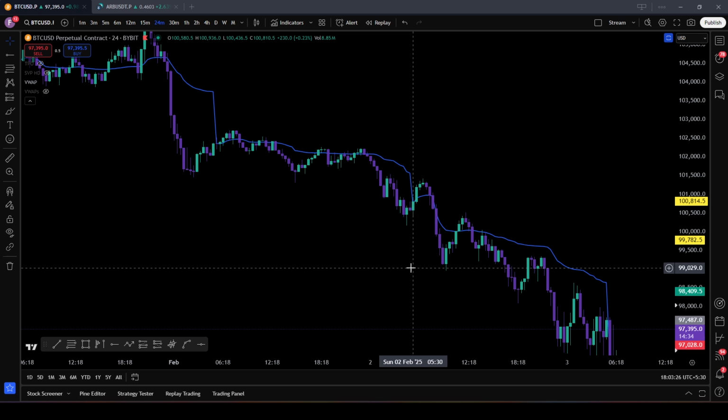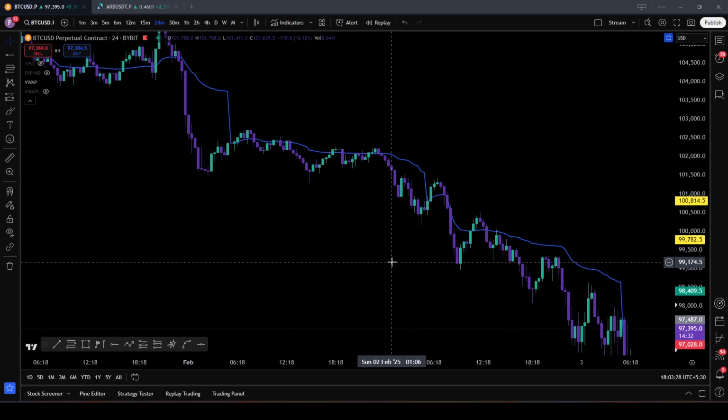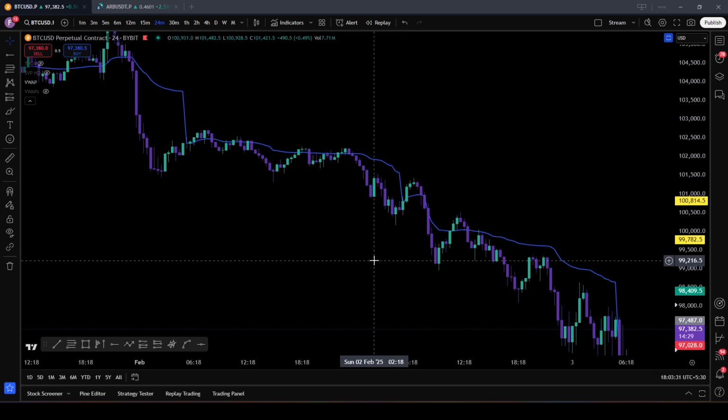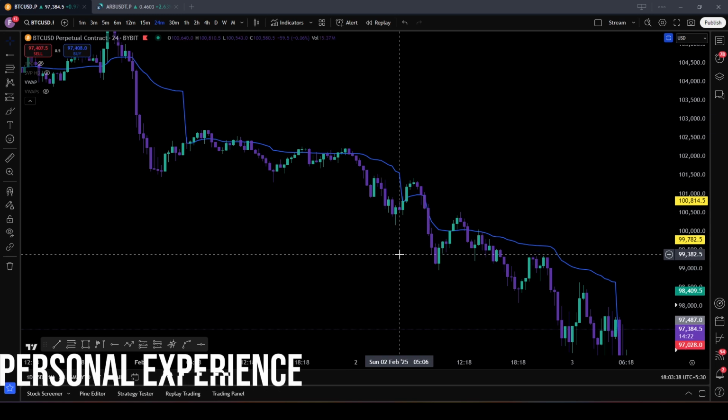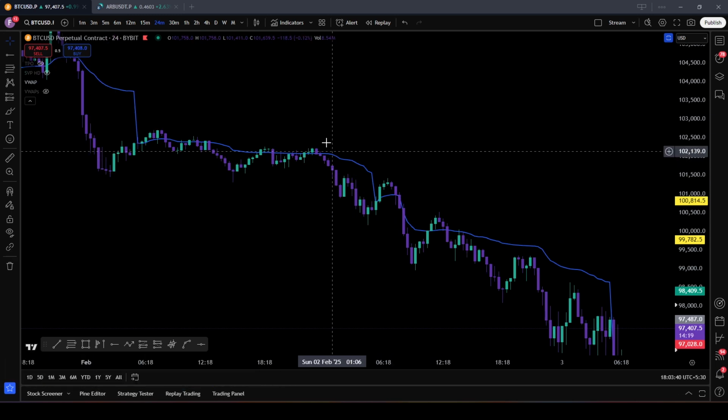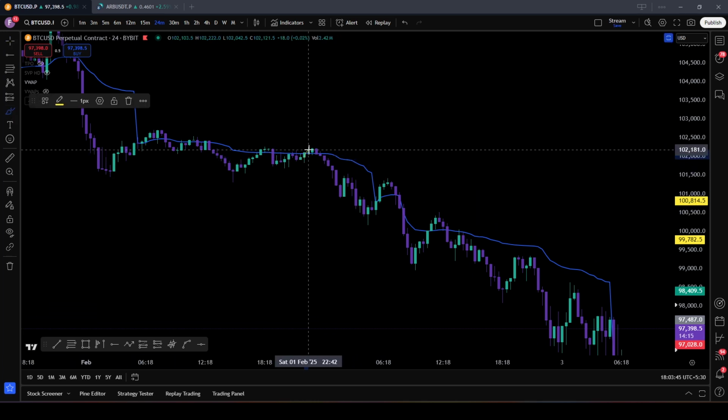VWAP is a tool that actually helps you understand what is the best price to get into a trade. And now these are something which are not backed by any data but just by my personal experience. I will tell you guys, every time the price reaches your VWAP, I would always say that do not just randomly short or long if the price is reaching VWAP.